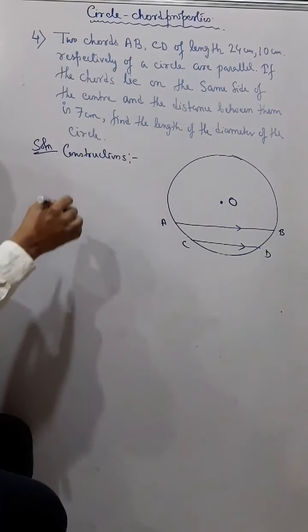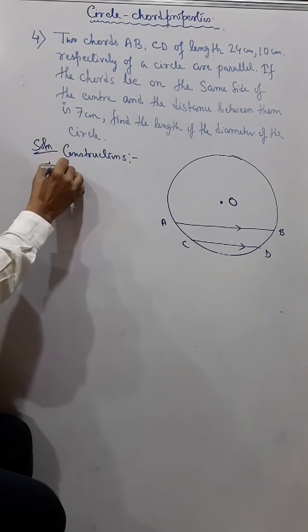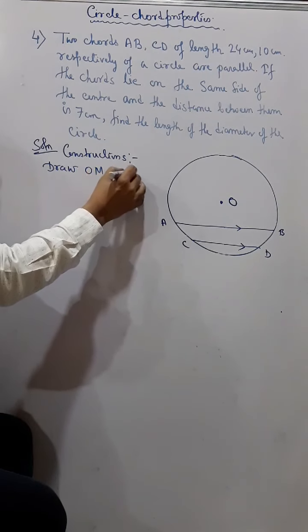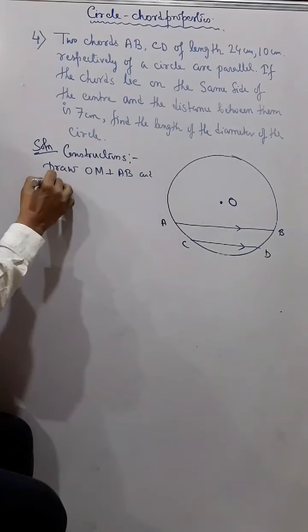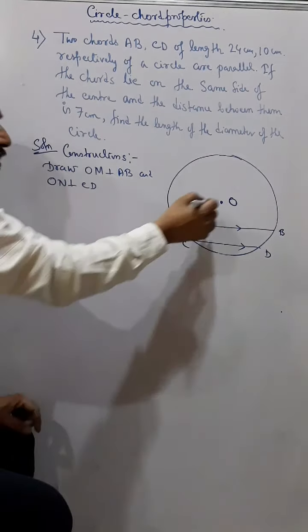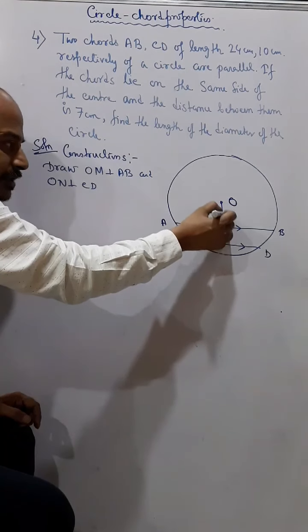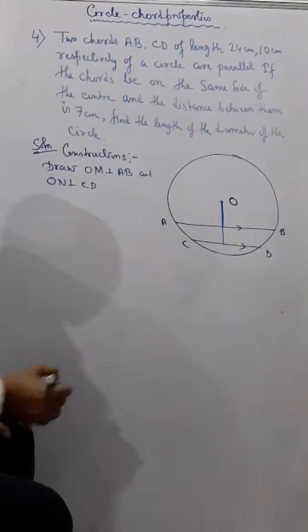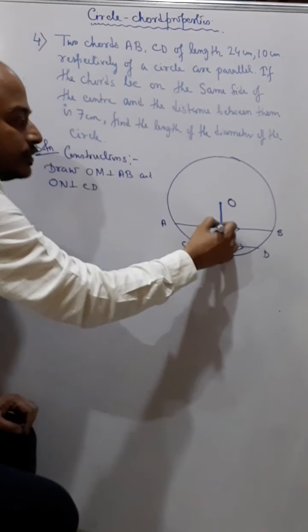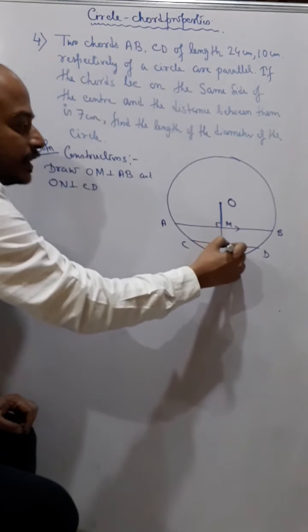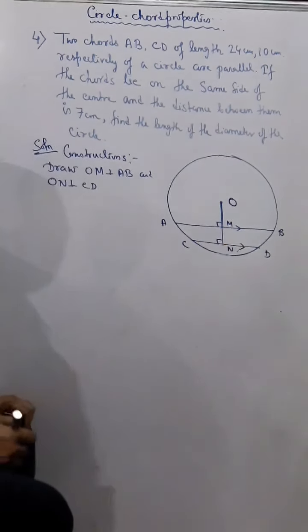Constructions. We will draw OM perpendicular to AB and ON perpendicular to CD. So you can understand OM perpendicular to AB and ON, they will lie on the same line. Okay, so this is M and this is N.